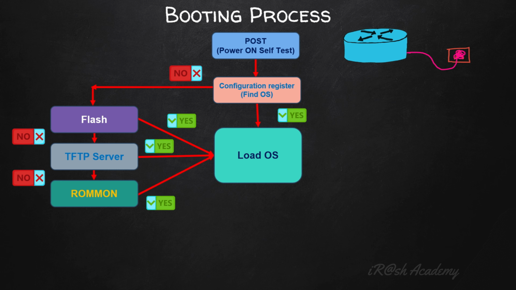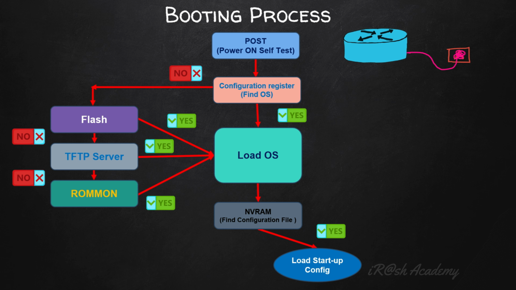Now, what will happen to a router when it loads the operating system? When the operating system loads, the router will look into its NVRAM to find the configuration file. NVRAM stands for non-volatile random access memory. This is where the Cisco device configuration file is stored. So after loading the operating system, the router will look into the NVRAM for the configuration file. If it finds the configuration file, then it loads that configuration as the startup configuration.